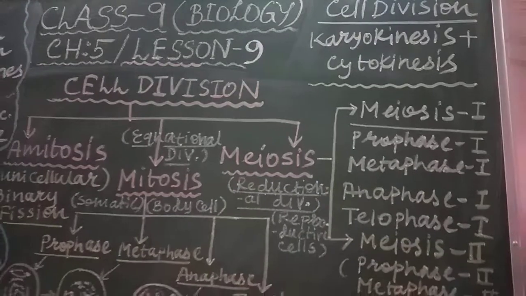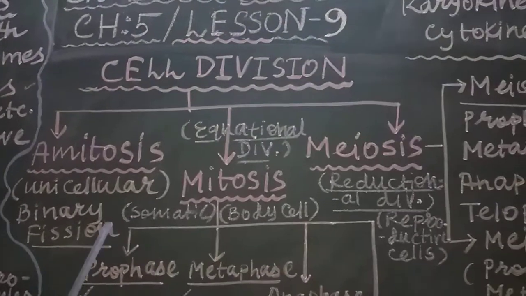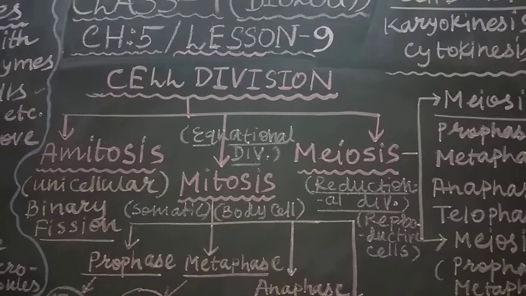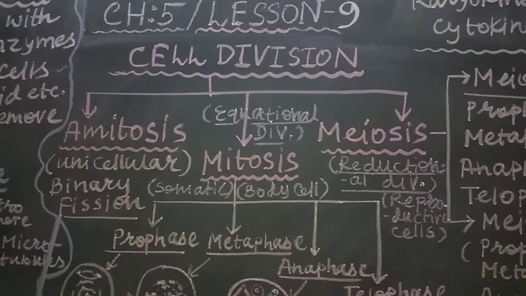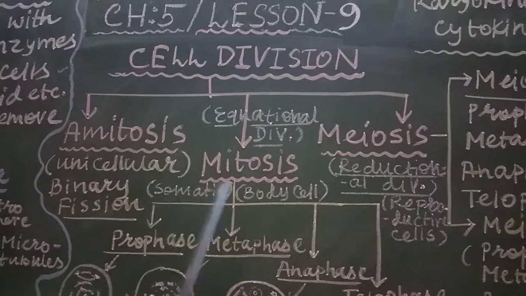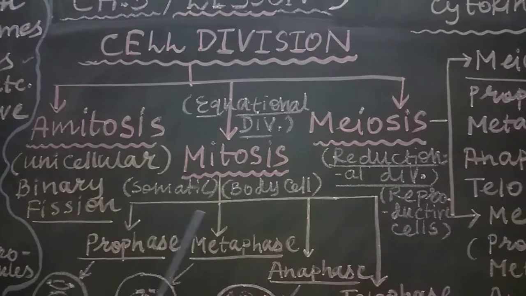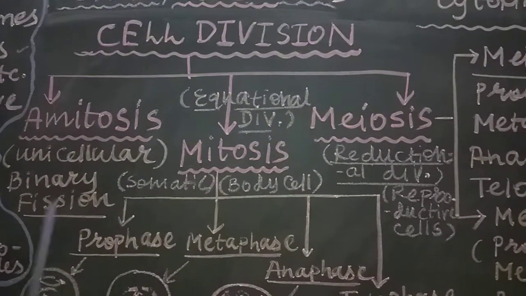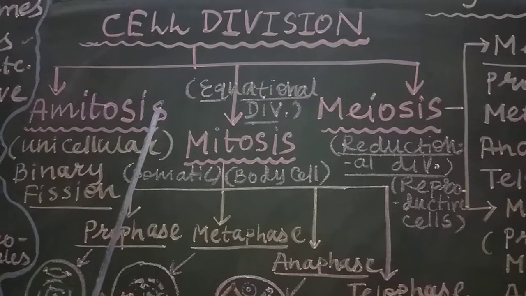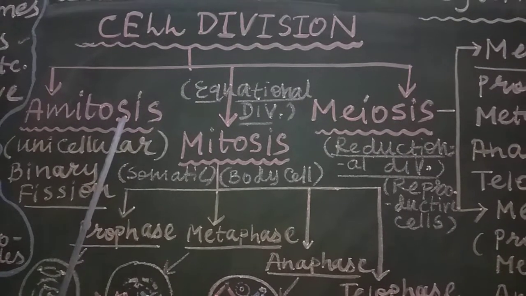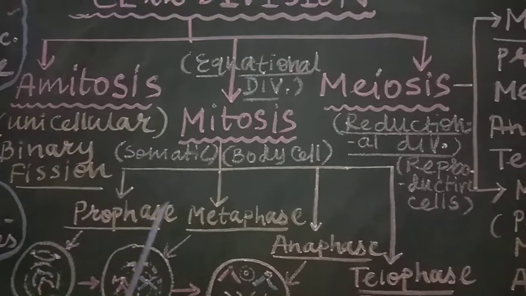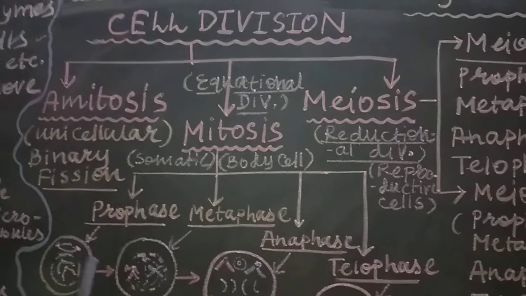Cell division is generally of three types: amitosis, mitosis, and meiosis. Amitosis occurs in unicellular organisms like amoeba. Binary fission occurs, where from one mother cell, two daughter cells are produced. Mitosis mainly occurs in the somatic cells or body cells. It is called the equational division because the amount of DNA or the number of chromosomes in the mother cell is the same as the number of chromosomes in the nucleus of a daughter cell. It occurs mainly in the somatic or body cells, that's why it is also called somatic cell division.